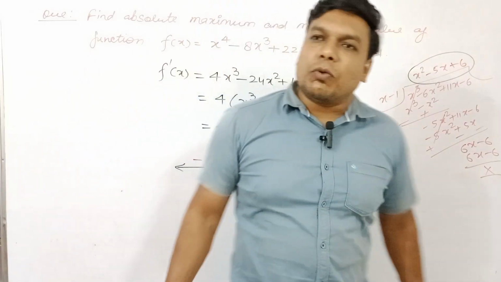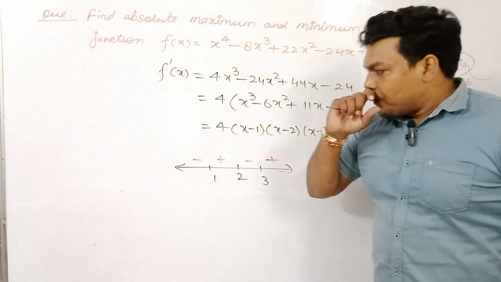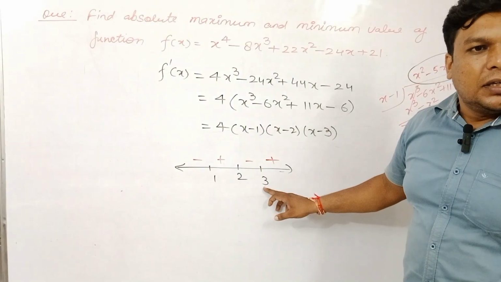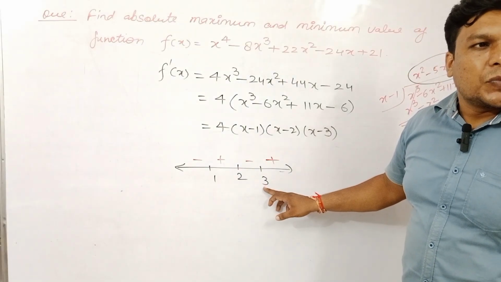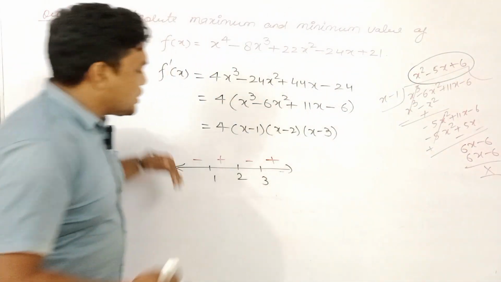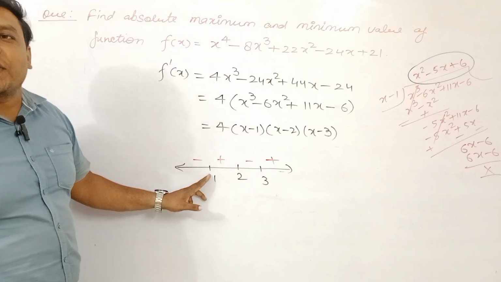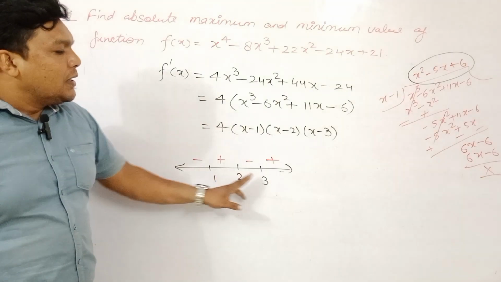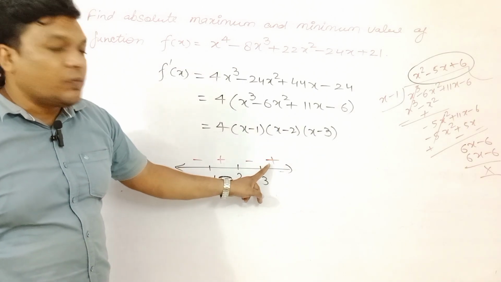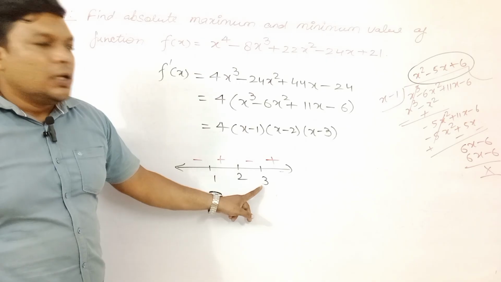We have already discussed the tricks for how we can find signs easily. Now look at x equals 1. At x equals 1, the sign of f dash x changes from negative to positive, so x equals 1 is a point of local minima. At x equals 3, the sign of f dash x also changes from negative to positive. So x equals 1 and 3 are points of local minima.